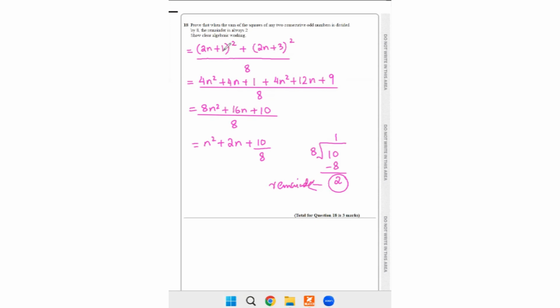So that means yes, when we divide the sum of two consecutive odd numbers by 8, we do get a remainder of 2. So this is what you have to show.